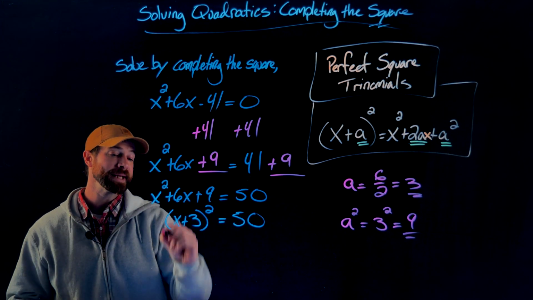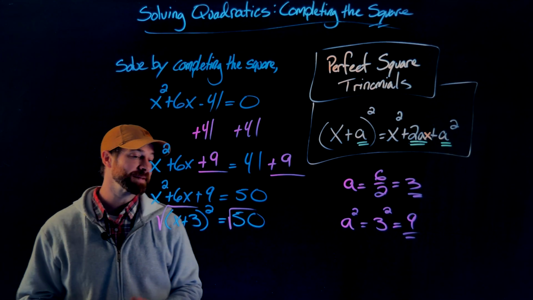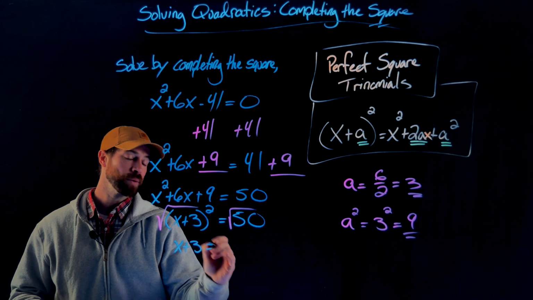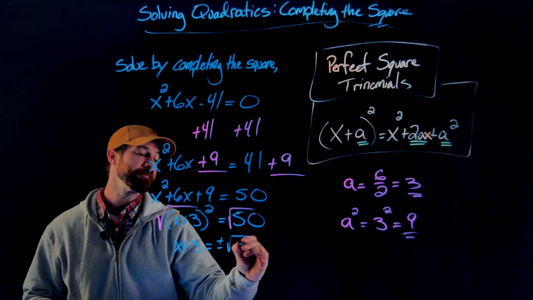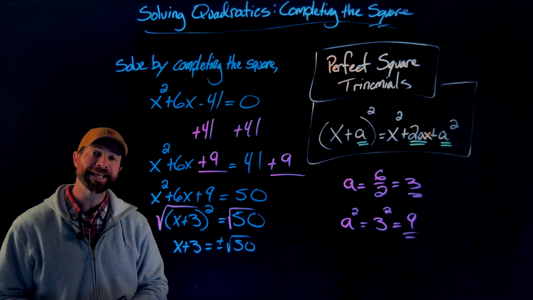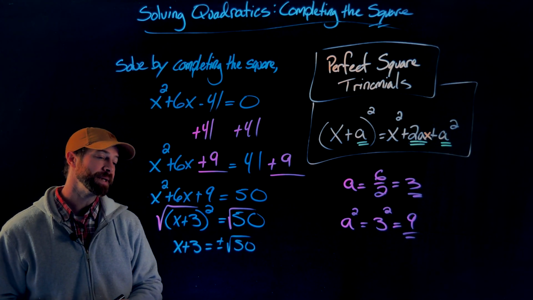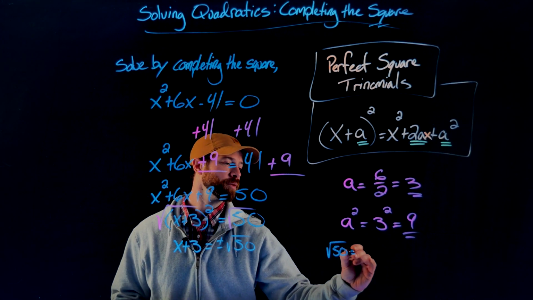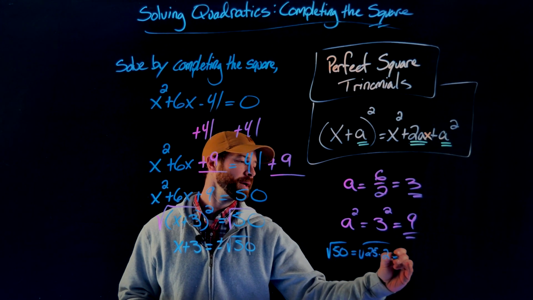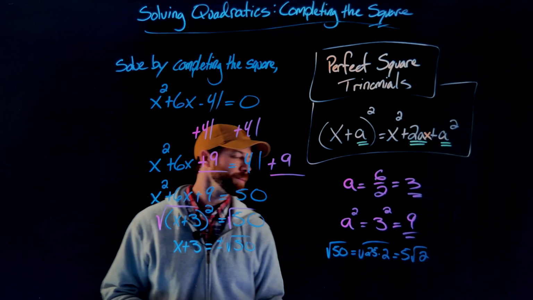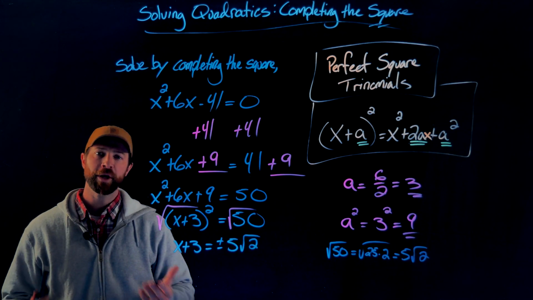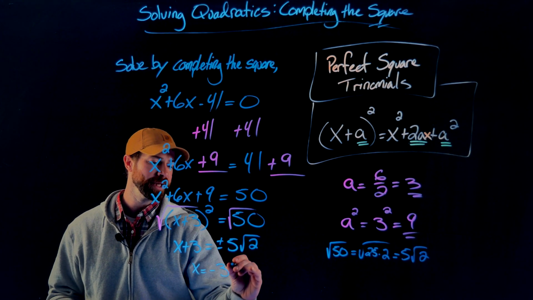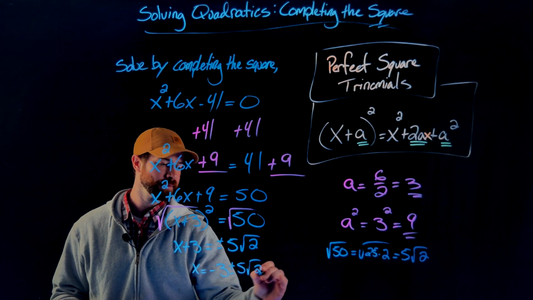So now I simply apply the square root to both sides of this equation. This will give me x plus 3 equals plus or minus the square root of 50. The square root of 50 can be reduced. I'll reduce that to be 5 times the square root of 2. Just on the side right here, 50 would be 25 times 2, which equals 5 times the square root of 2. So let me replace that. Finally, all I need to do is subtract 3 from both sides to get my two solutions, which is negative 3 plus or minus 5 square root of 2.